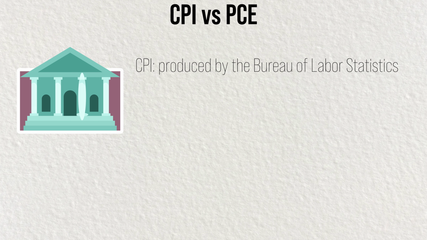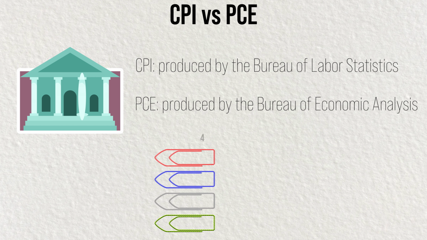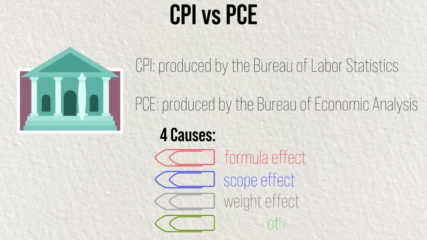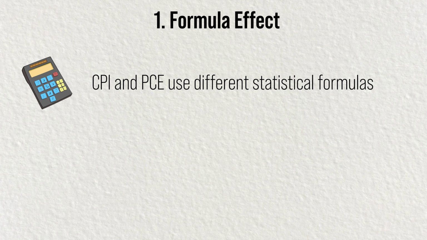The Bureau of Labor Statistics produces the CPI. The Bureau of Economic Analysis constructs the PCE. There are 4 causes behind differences between the CPI and the PCE. These are the following so-called effects, which are formula, scope, weight, and other effects. The formula effect is what it is. The CPI and PCE use different formulas. I'm not going into too much detail on this. If you want to read more, here's what to know.